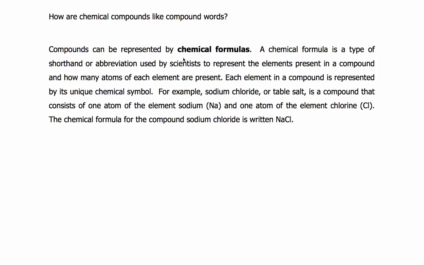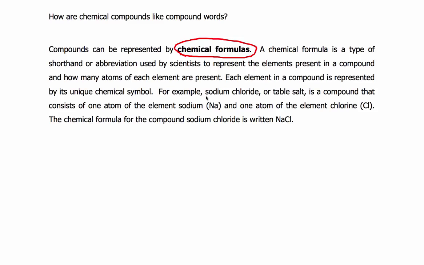Compounds can be represented by chemical formulas. So we're going to circle this in red. Chemical formulas. Okay? A chemical formula is a type of shorthand or abbreviation used by scientists to represent the elements that are present in a compound. And these chemical formulas tell us how many atoms of each element are actually present in that molecule. So each element of a compound is represented by its own unique chemical symbol, and we've looked at those in the periodic table.